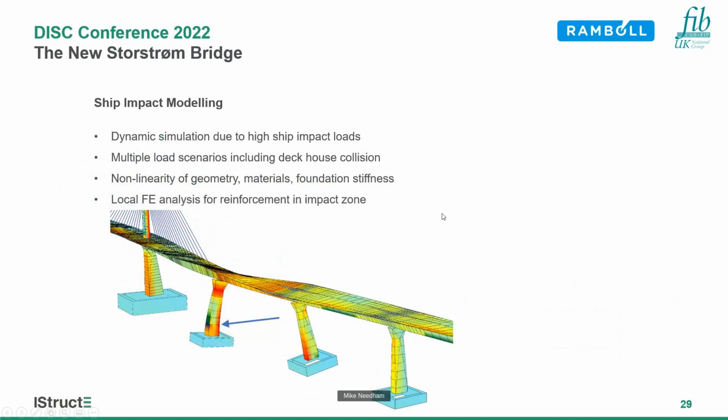Ship impact, as I said before, with up to 65 meganewton ship impact in places became very important. We had to do a dynamic simulation in order to manage these high ship impact loads. We had to look at multiple load scenarios with impacts from all directions, including deckhouse collision with the deck as well. These models included non-linearity of geometry, materials, and foundation stiffness. So a lot of setup, a lot of iteration, a lot of validation that we were getting the right answers. And they were supplemented by local finite element analysis for the reinforcement in the actual impact zone itself.